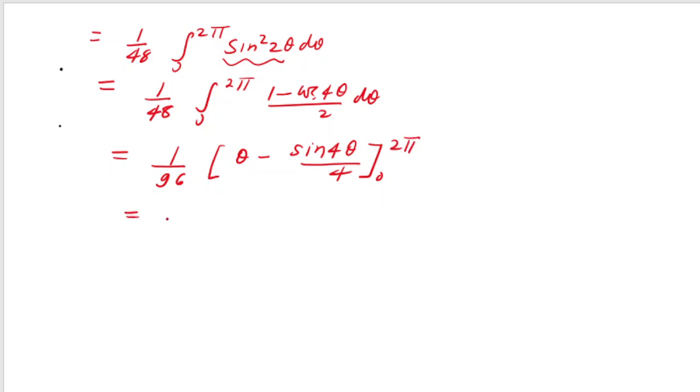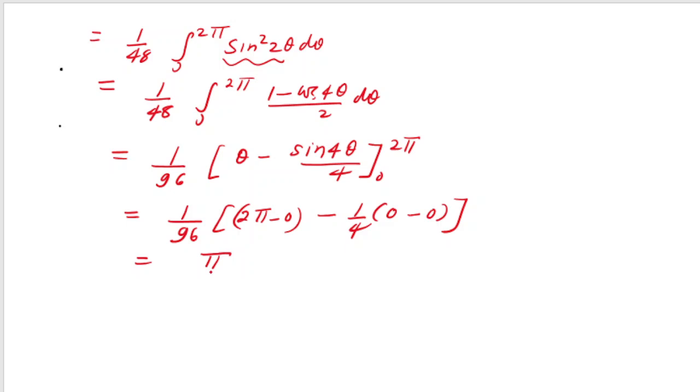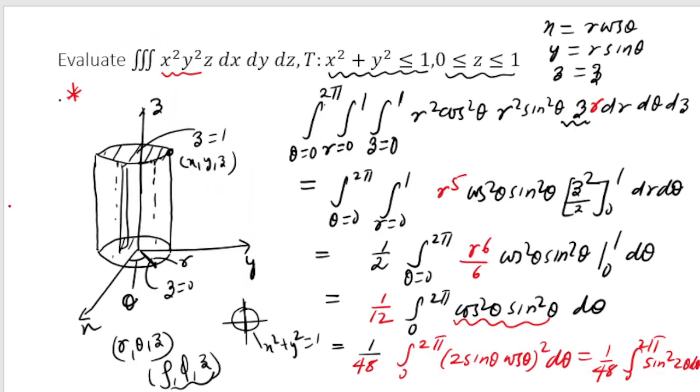So if I put the upper limit, 1 by 96, upper limit is 2 pi, lower limit is 0. So 2 pi minus 0. And if I put theta is equal to 2 pi, it will become sin 8 pi, so that is 0, and sin 0, so that is also equal to 0. So that is what we get. So we get 2 pi by 96, so I will get pi by 48. Yes or no? So this is how you will be able to solve this problem. I hope you have understood.